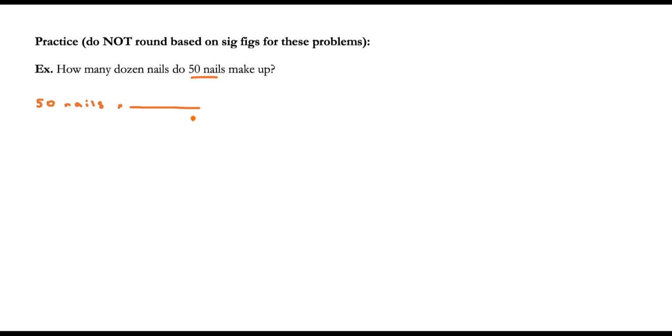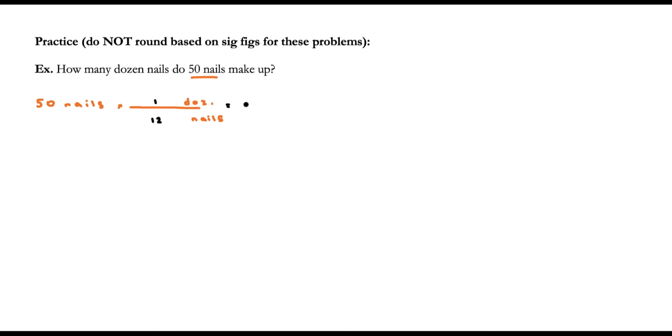You've got nails on the bottom, okay? And then you've got dozen on top because those are the units you're trying to get into. So nails on the bottom so that nails will cancel, dozen on top. Well, what is this relationship? Well, I know that 1 dozen is 12. So all you're going to have to do now is in your calculator, take 50 and you're going to divide it by 12. And what I get is 4.17 about.